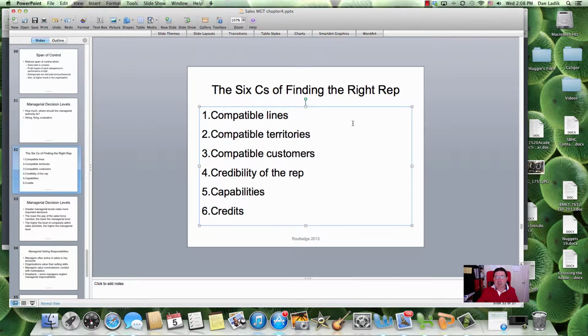does that salesperson have a background on the products they're going to be selling? Are they compatible with what they're going to be selling? Are they compatible with the geographic area that they're going to be selling in? Are they familiar with the customers in that particular area? Doing a background check, how credible are these representatives? Are they capable? Do they have a track record? Do they have some kind of references and backgrounds and credits, references basically? Okay?